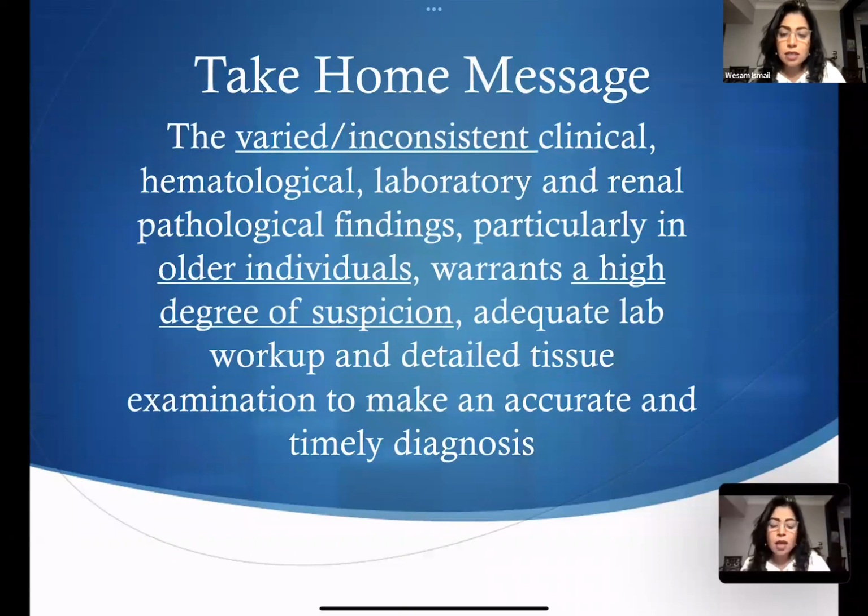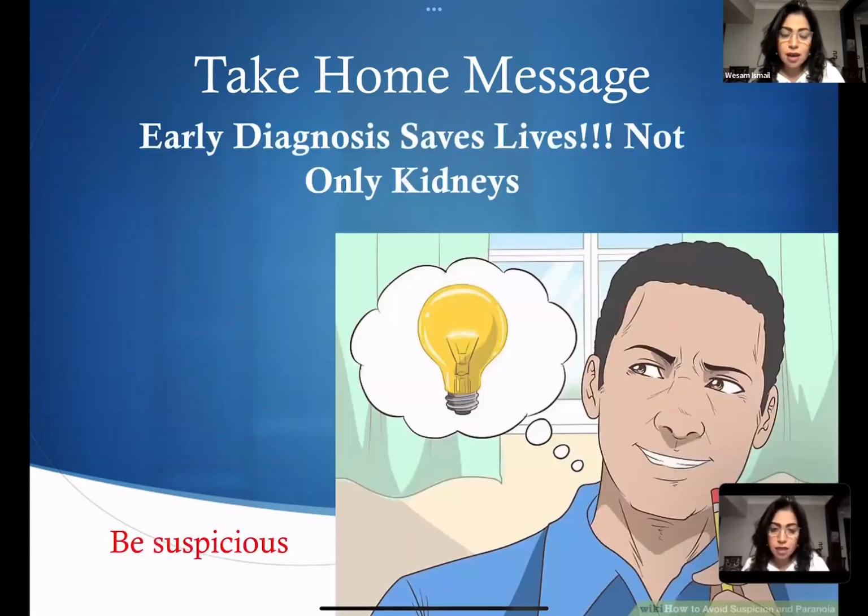This varied, inconsistent clinical, hematological, laboratory, and renal pathological findings, as we've shown you, particularly in older individuals, warrants a high degree of suspicion. You always need to be suspicious. Adequate lab workup and detailed tissue examination are needed in order to make an accurate and timely diagnosis. Finally, I ask you to be suspicious, because early diagnosis does not only save kidneys, it saves lives. And we both thank you very much.